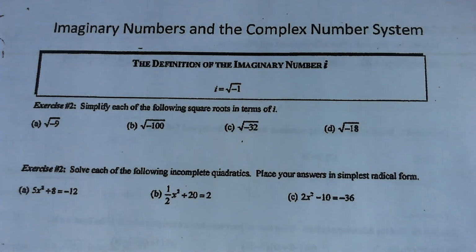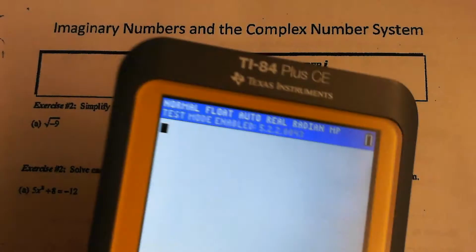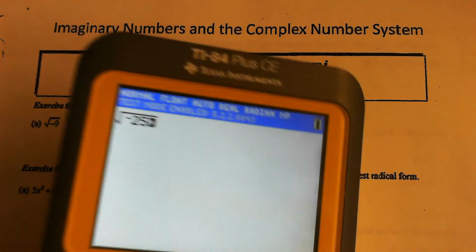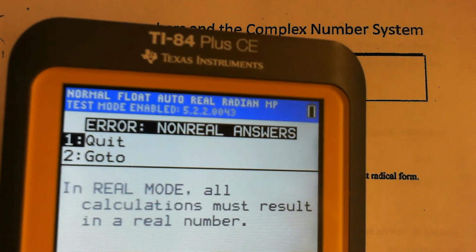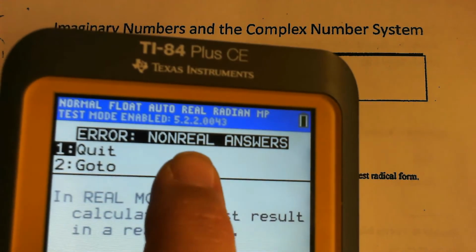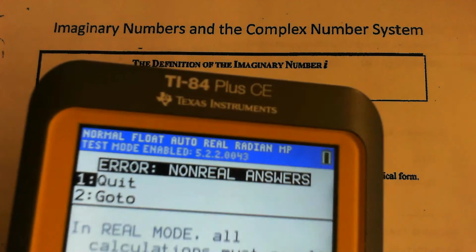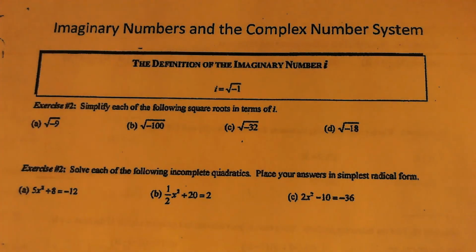Can't do that. Cross it out, can't do it. It's impossible. Because truthfully, on your calculator, if you try to take the square root of negative 25, it's not negative 5, it's an error because it's not real, right? Non-real answer. Non-real, something's not real means it's imaginary. Okie doke?